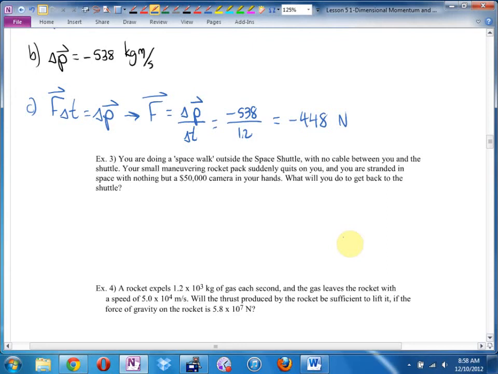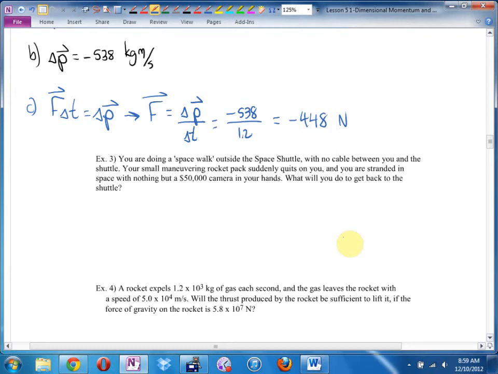Jason, what? Throw the camera in the opposite direction of the shuttle. Why? Right now, what's the momentum between you and the camera combined? 0. So afterwards, what must the momentum be? Still 0. So if I give the camera a positive momentum away from me, I must pick up a negative momentum in the opposite direction.